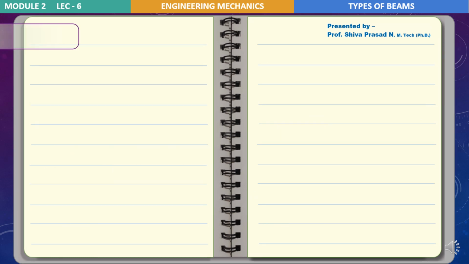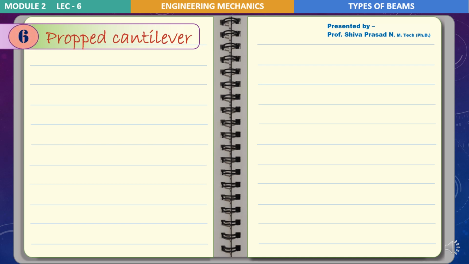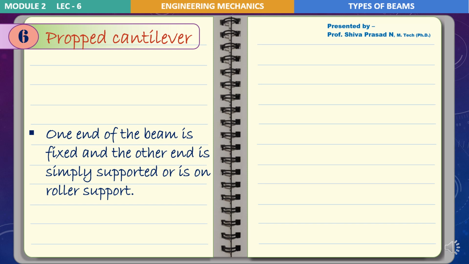Moving on to the sixth type of beam, that is a propped cantilever. A propped cantilever is one in which one end of the beam is fixed and the other end is simply supported or is on a roller support. So I'll choose one end as fixed and the other end as a simple support. Such an arrangement, a cantilever with a simple support at its free end, can be called a propped cantilever.